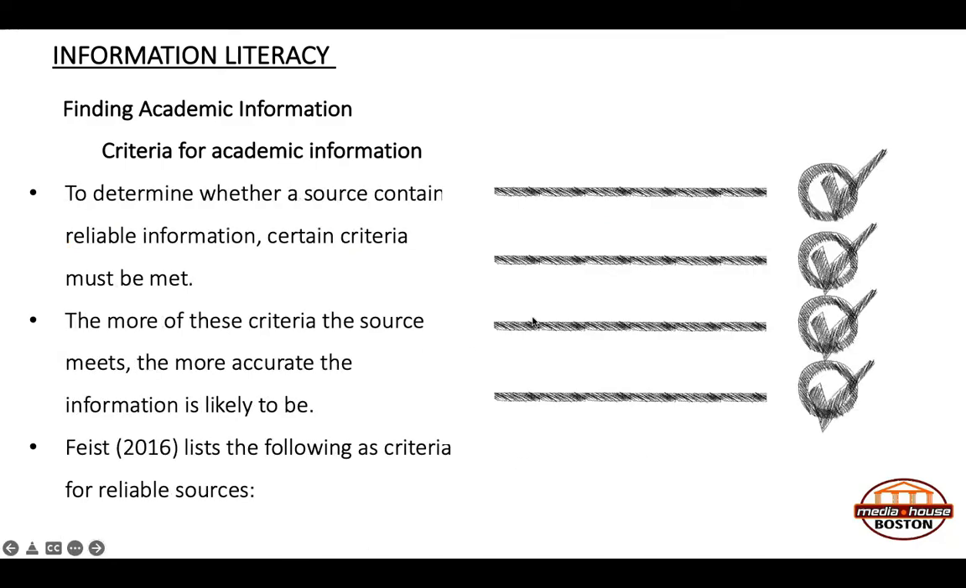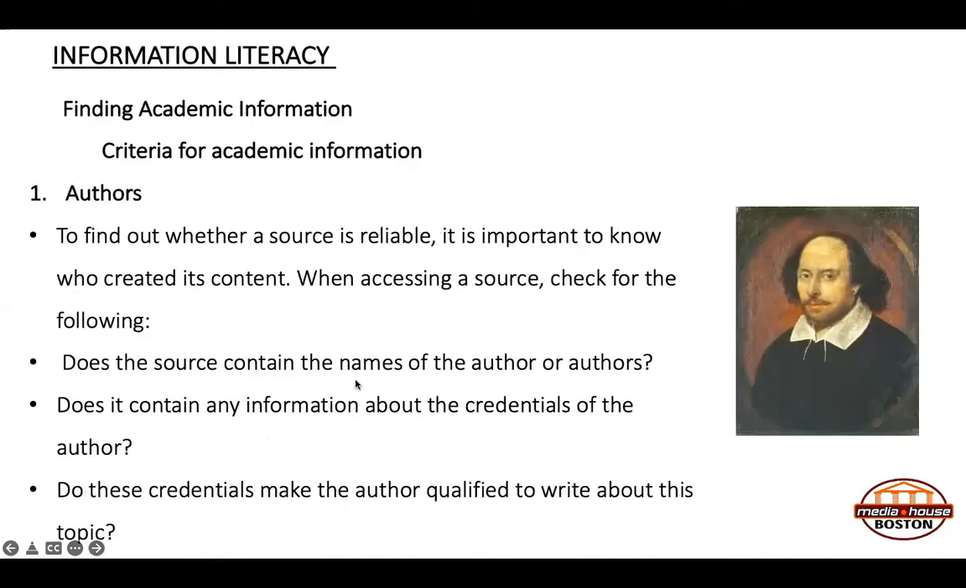So we need to determine whether a source has reliable information, and we can do it by looking at certain criteria. The more of these criteria the source has, the more likely it is to be accurate. So let's look at some of the criteria.